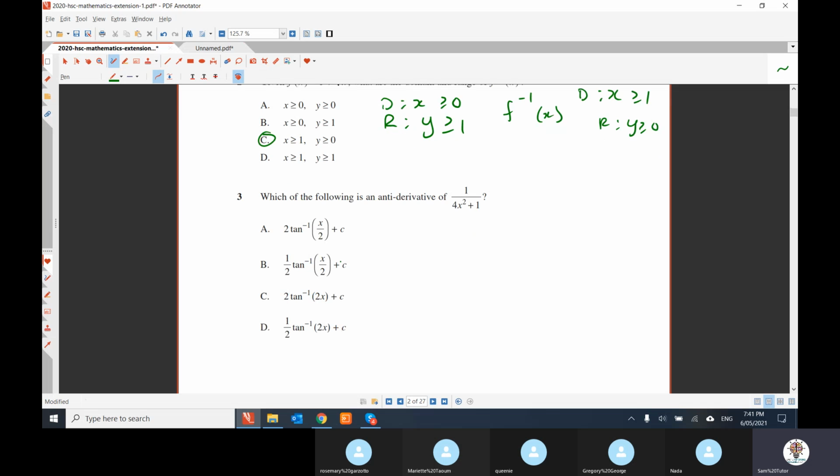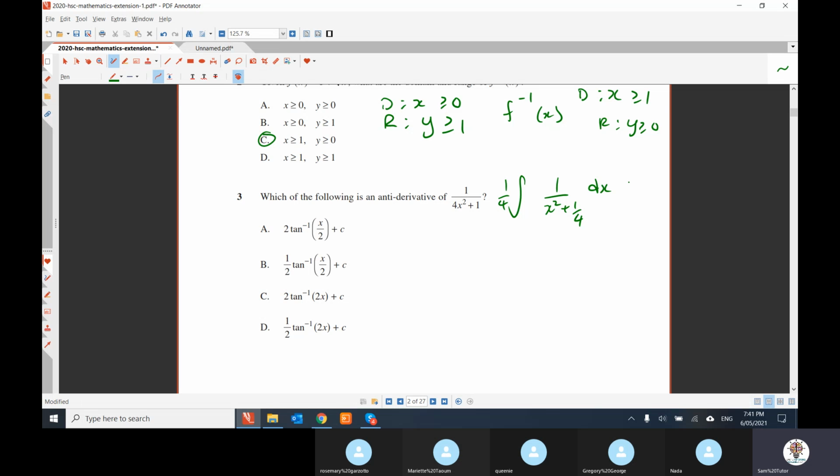Which of the following is an antiderivative of this? That just means integrate. Don't use the 4, right? It has to be monic. So don't let them fool you. 1 over 4, x squared plus a quarter. Think of it like that. 1 over 4, 1 over x squared plus a quarter.